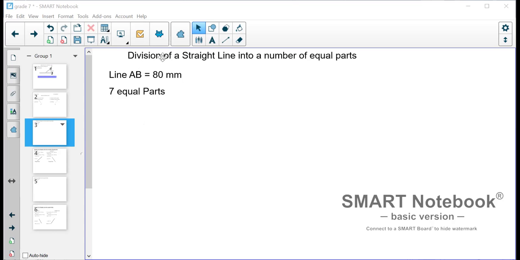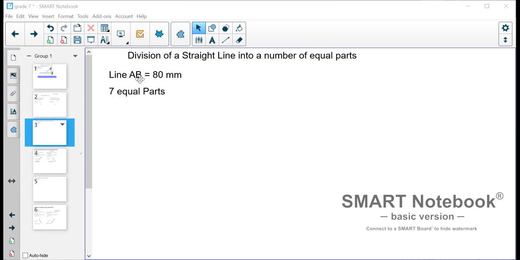So it is based on the division of a straight line into a number of equal parts. Now, the last lesson focused on bisecting a straight line. And bisecting a straight line means you're dividing it into two equal parts, right? Or in other words, you're finding the center of the line. Now, this one here is where you're dividing a straight line into a number of equal parts. So generally, it's more than two equal parts we want to divide the line into.